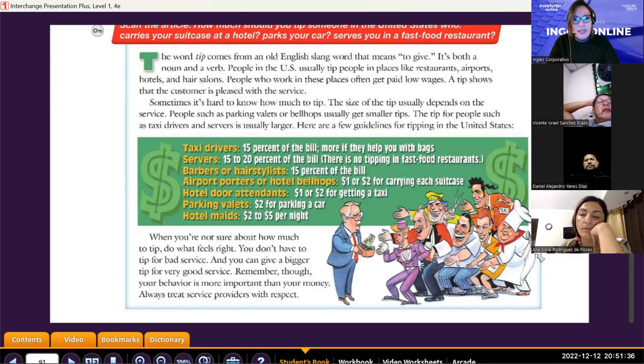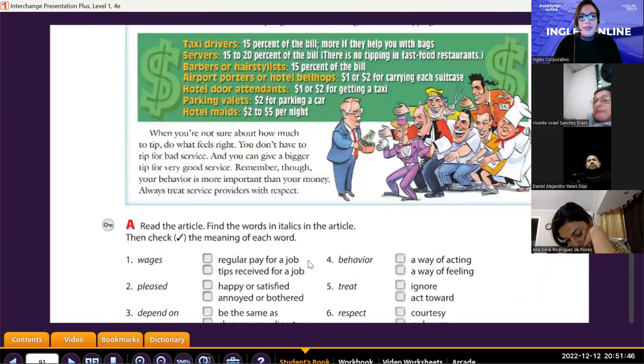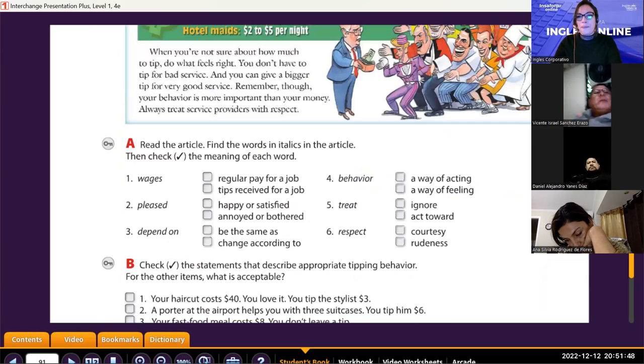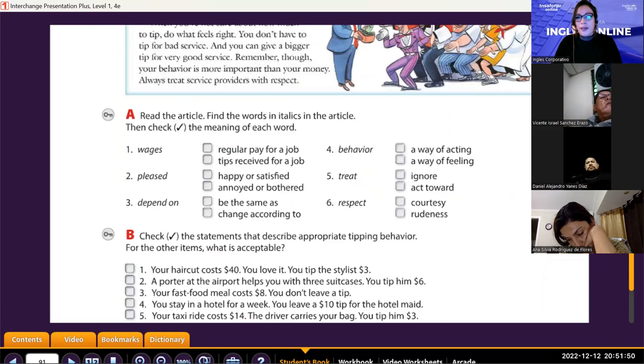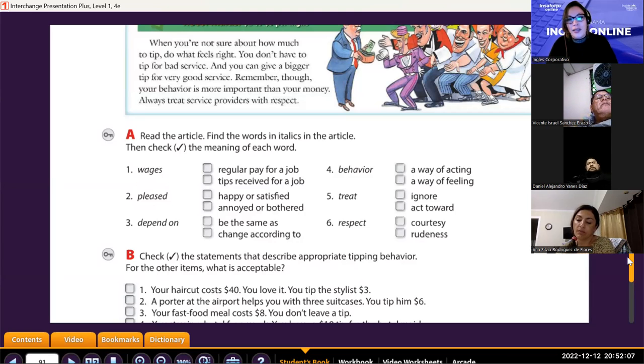Okay, good. Any other questions? Yes, it's really important. Basically, I know that you can do the reading exercise perfectly, but the important thing is that we are learning more vocabulary and pronunciation as well. So this one is a comprehension exercise, and this is the vocabulary exercise, you see? We have to find the words in italics in the article and the meaning of each word.